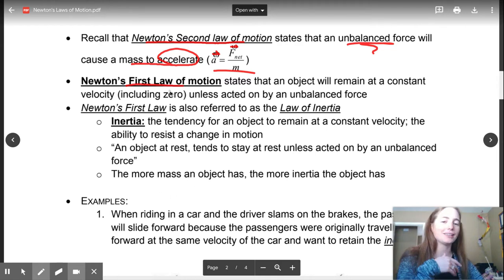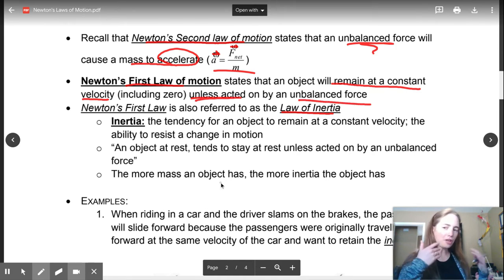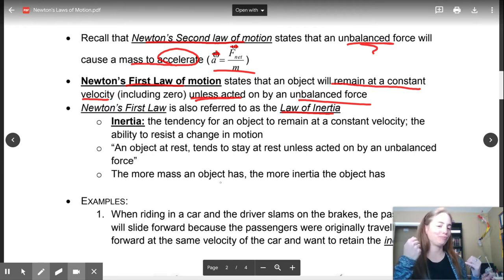The next law we're going to talk about is Newton's first law. This is the law of inertia, another name for that law. It states that an object will remain at a constant velocity, including zero, unless acted on by an unbalanced force. Zero is a constant velocity. Another way that you could reword this is: an object at rest has a tendency to stay at rest, or an object in motion has a tendency to stay in motion.